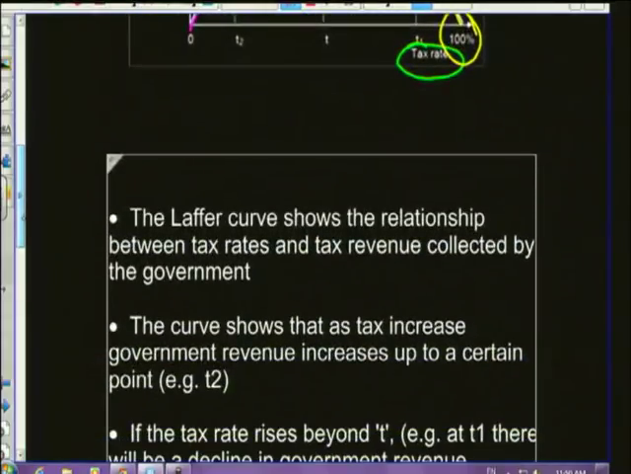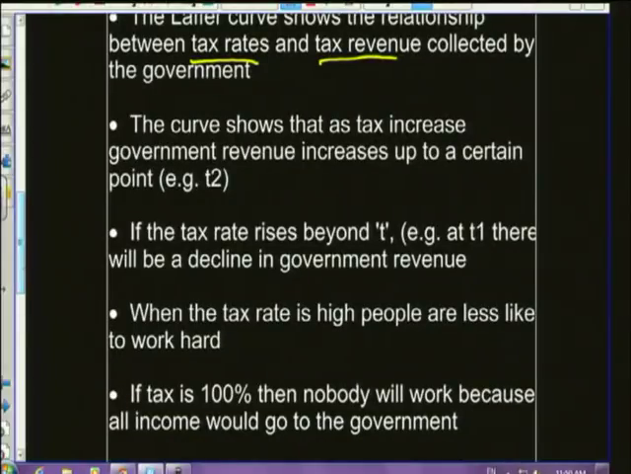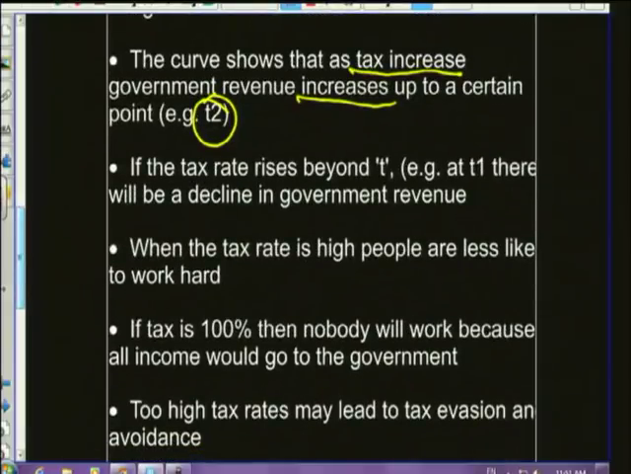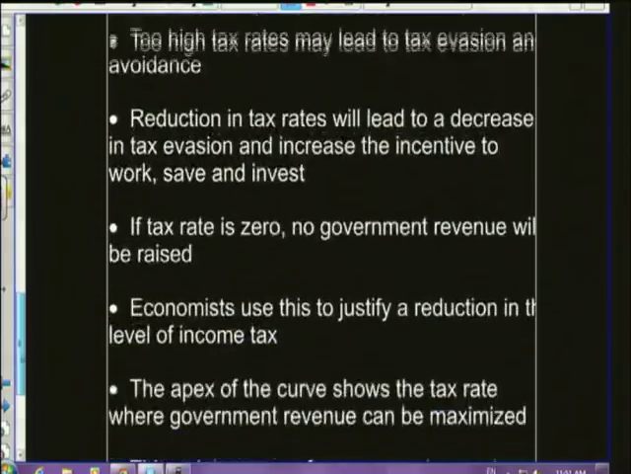The Laffer curve shows the relationship between tax rates, and these would be your keywords, tax rate and tax revenue collected by the government. The curve shows that as taxes increase, this is important, the government revenue increases up to a certain point and indicate, link your answer to your graph and the labels that you put on the graph. And then if the tax rate rises beyond T, for instance at T1, there will be a decline in the government revenue. I have included a few more facts that you can use in your answer.